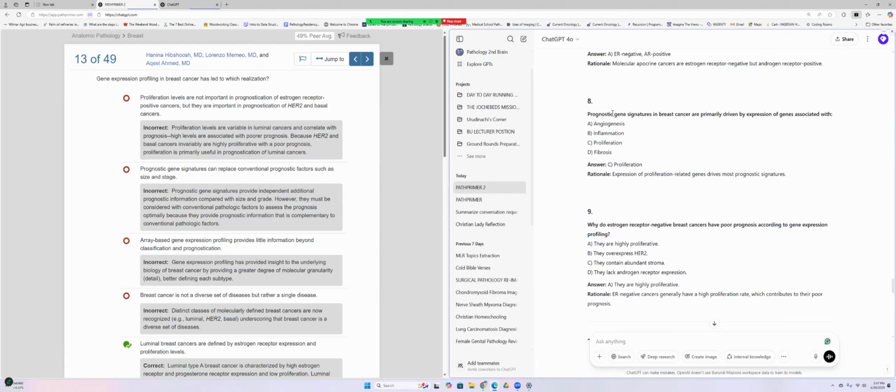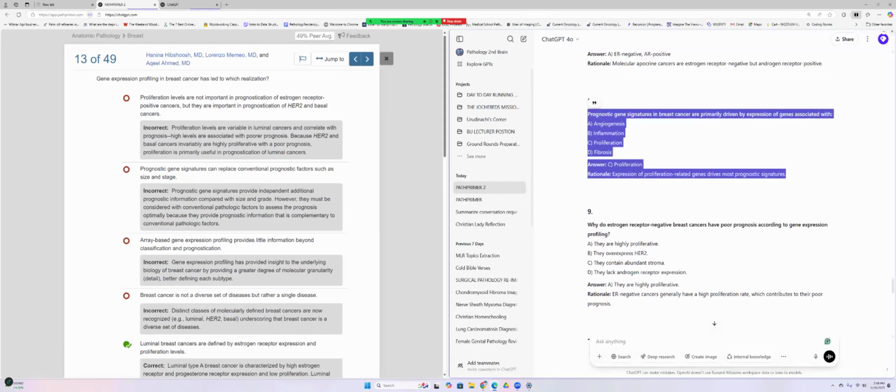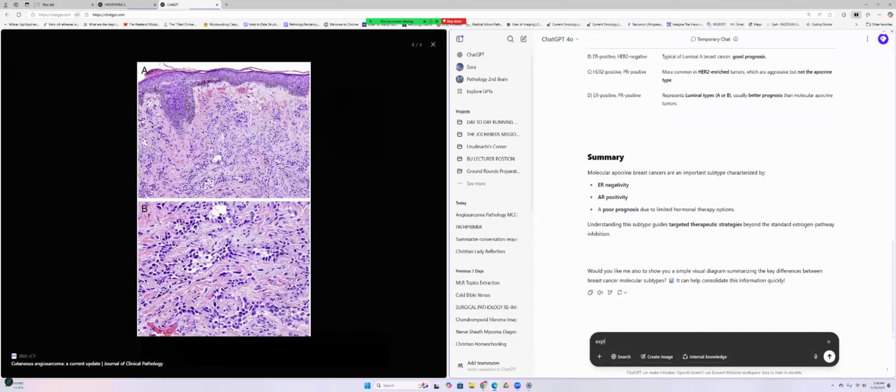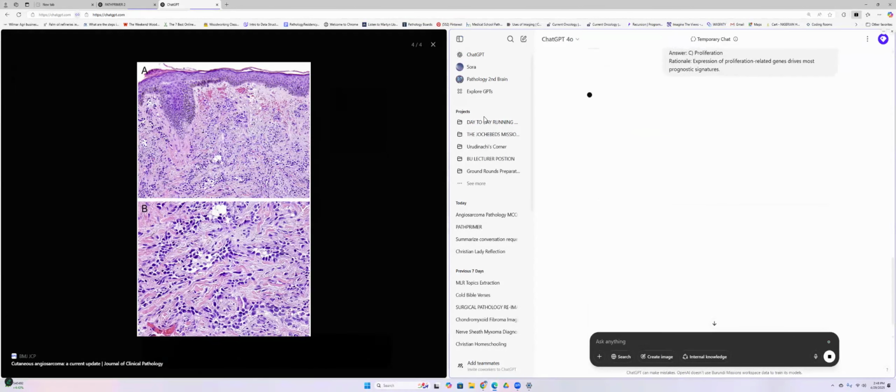I see. Now, prognostic gene signatures in breast cancer are primarily driven by expression of genes associated with what? Proliferation. Expression of proliferation-related genes drives most prognostic signatures. So Ki67, I don't understand. What does this mean? I guess this is about Ki67, but let's see. The degree of proliferation may also show the degree of aggressiveness of the tumor. Yeah, I agree with you, and the prognosis.